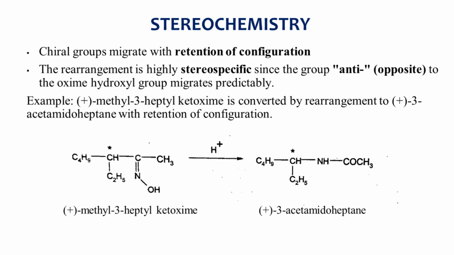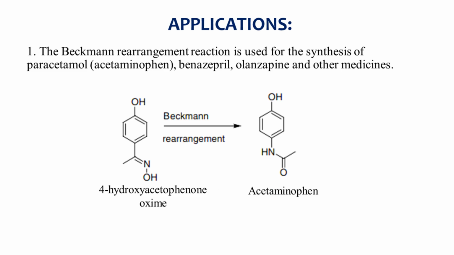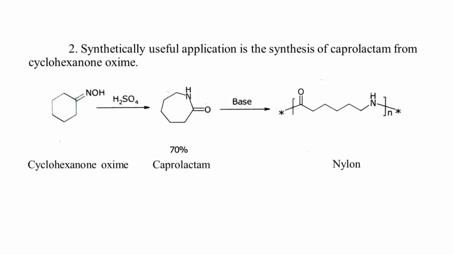For example, (+)-methyl-3-heptyl-ketoxime rearranges to (+)-3-acetamidoheptane with retention of configuration. The Beckmann rearrangement is used in the synthesis of various medicines, including paracetamol, benazepril, and olanzapine. This reaction converts 4-hydroxyacetophenone oxime to acetaminophen. Another useful application is the synthesis of caprolactam from cyclohexanone oxime, which is a precursor for nylon production.